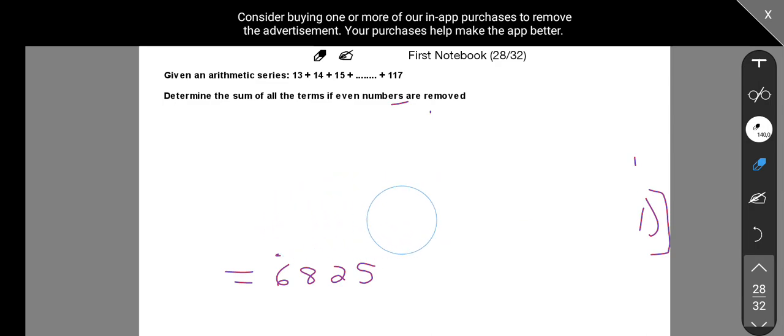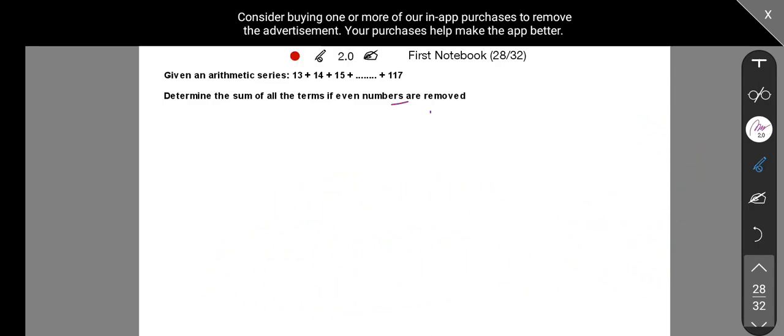So the sum there was 6825. Let me write it somewhere there. It's 6825. So now, what is the first term of the even numbers?